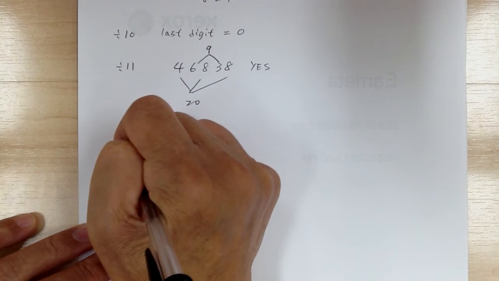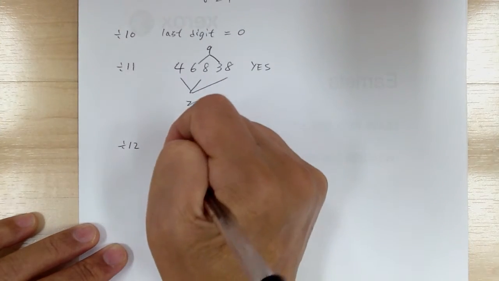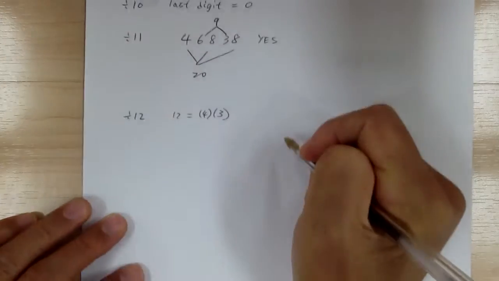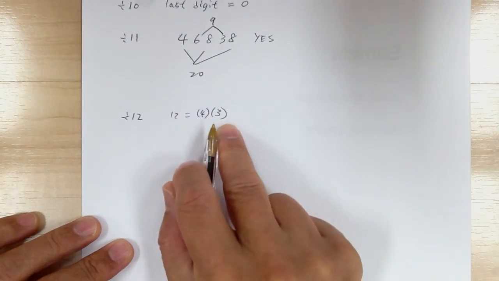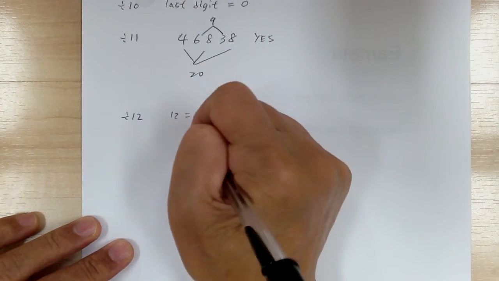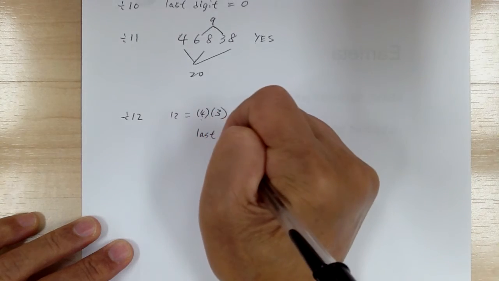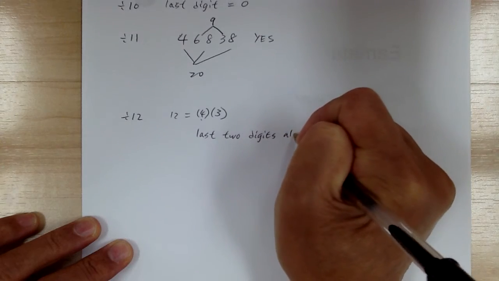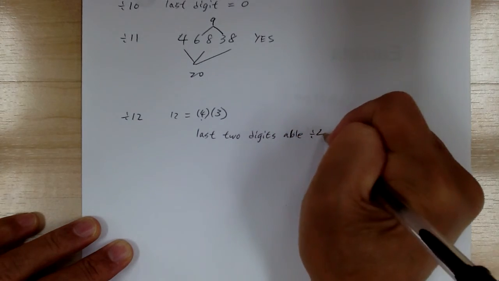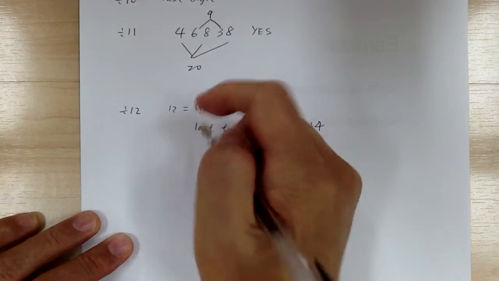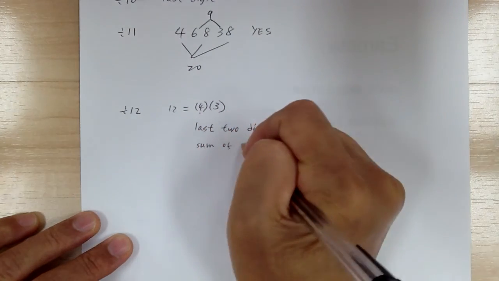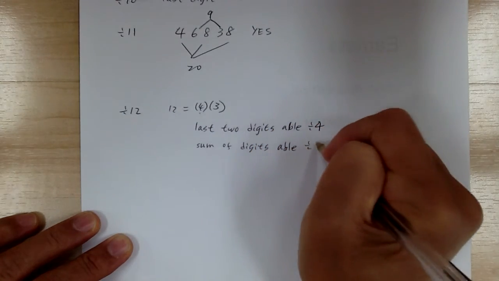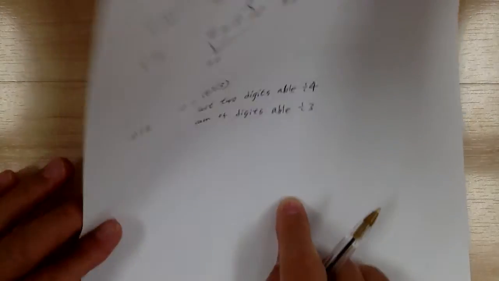Now divisibility by 12. So 12 is equal to 4 times 3. So you have to fulfill the 4 and the 3. That means the last two digits have to be able to divide by 4, and the sum of the digits is able to divide by 3. Okay, so that's how you do the 12.